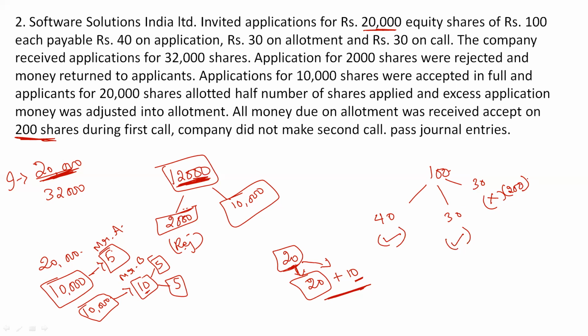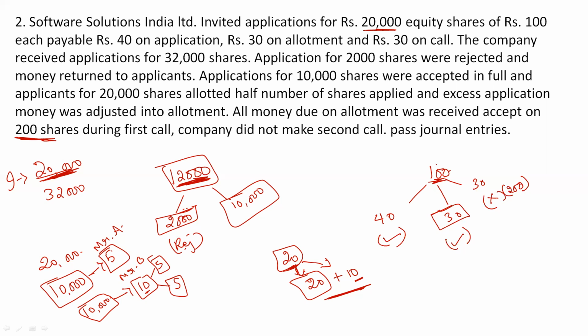Somebody did not pay the first call amount, then the company is not making a second call, because up to the first call only, the company has received all 100 rupees. Now they are asking us to pass journal entries. Here two entries will be complicated: one is the application entry and one is the first call entry. The allotment entry is very simple. It's the basic one. There are no call scenarios here.